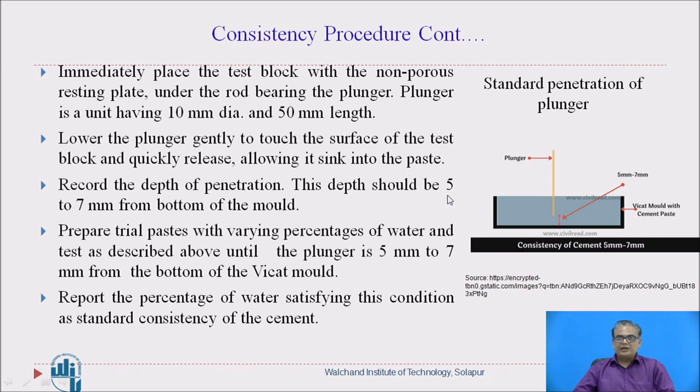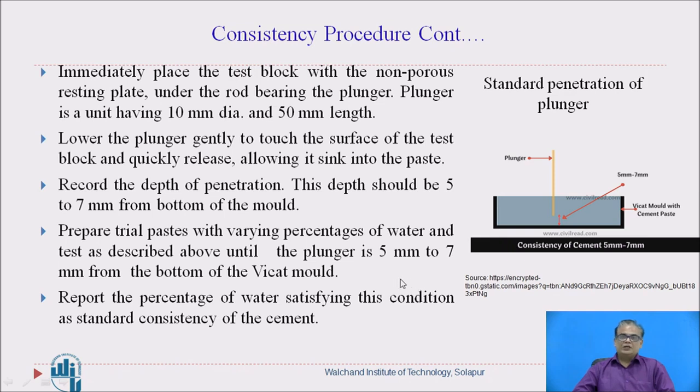Now this penetration from the bottom should be 5 to 7 mm. Here we can see from the bottom it should be 5 to 7 mm. If this condition is satisfied, that particular percentage of water is taken as the standard consistency of cement.